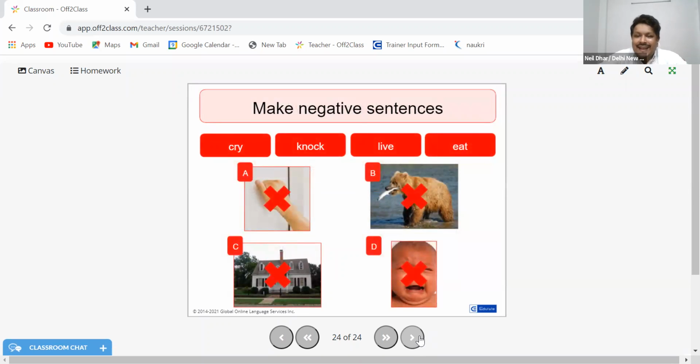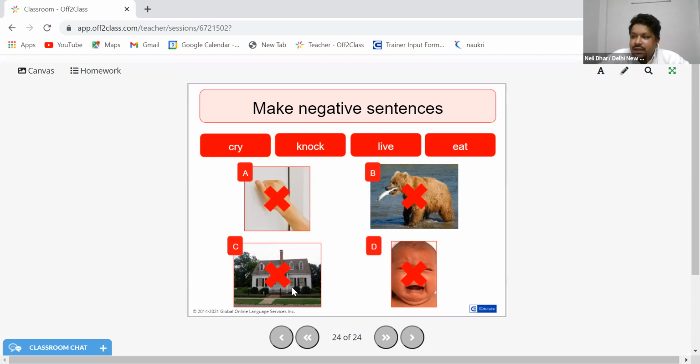Okay, make negative sentences. Once again, this is for you. Look at the sentence and make something negative in the past. He wasn't knocking at the door. Number A. Positive would be he was knocking on the door. B. The bear wasn't eating a fish. C. I wasn't living in the house. D. The baby wasn't crying last night.